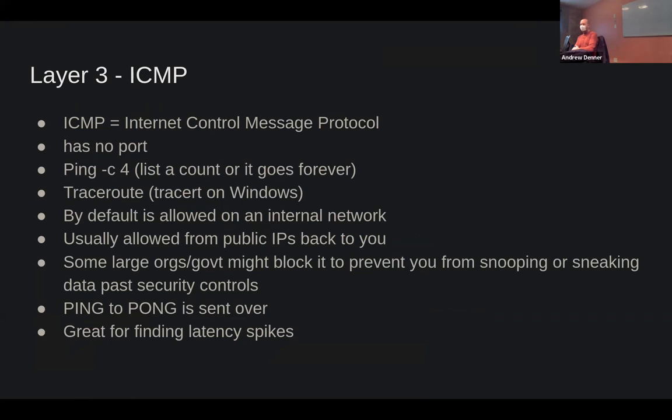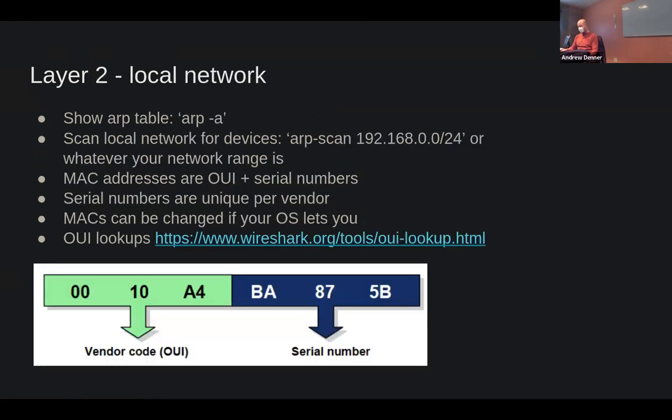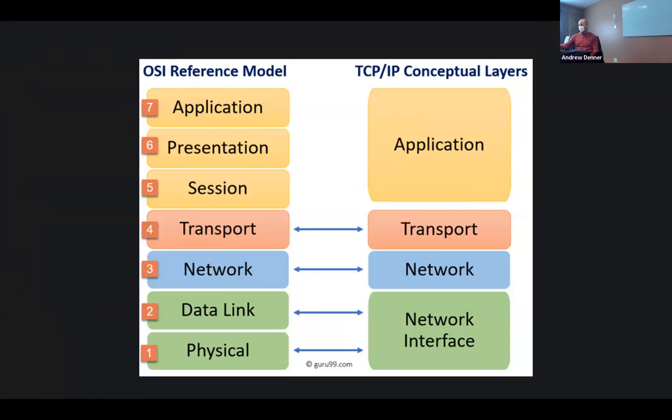Cool. All right. So layer 3 is the next layer up the stack there. There's two main protocols that people use at this level. First, ICMP, more commonly known as ping. Ping and traceroute, the two big commands that leverage ICMP. For those who want to know what the acronym means, it's the Internet Control Message Protocol. To give a bit of trivia, it uses no ports. Everything else in the OSI model stack, from transport on up, is not used by ICMP. It is its own thing.